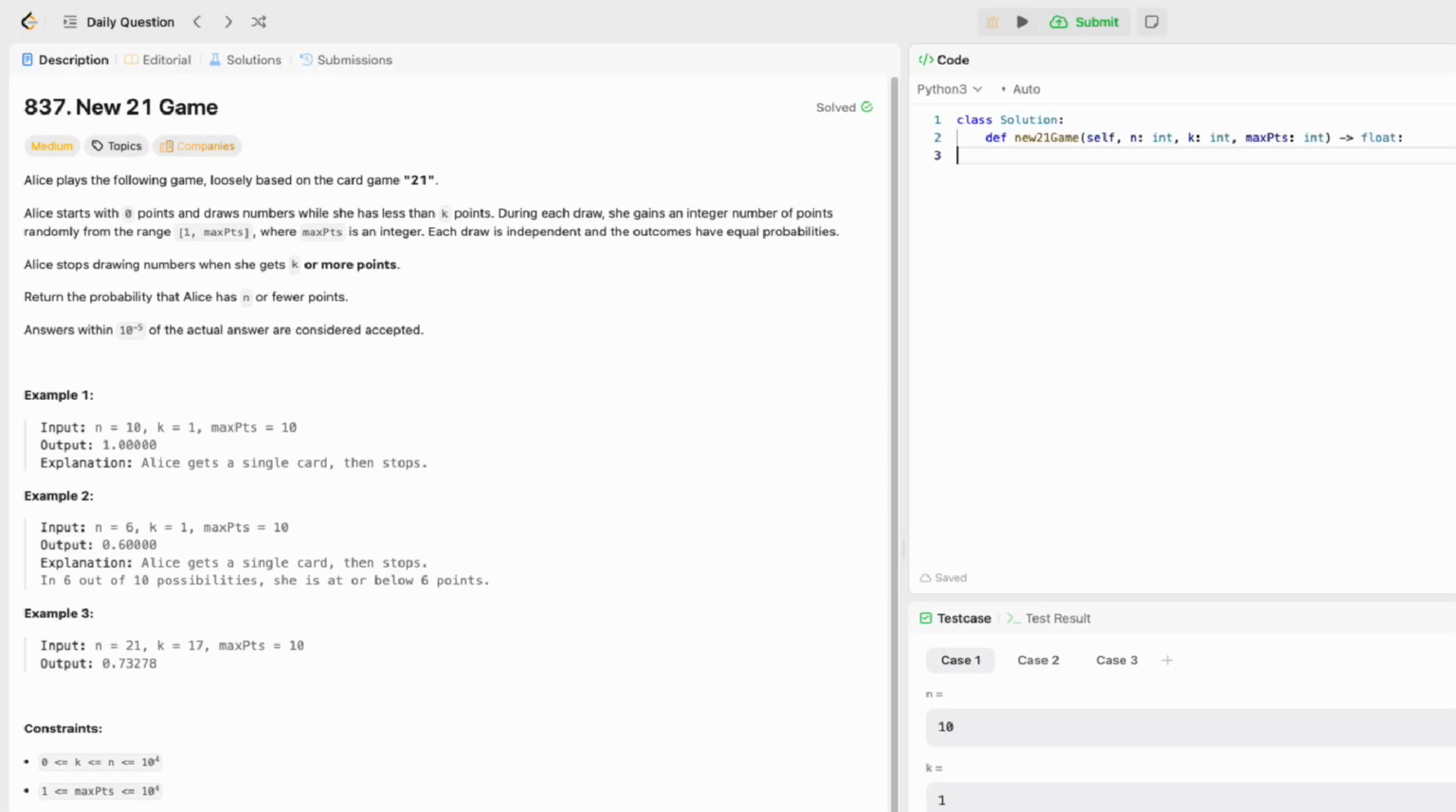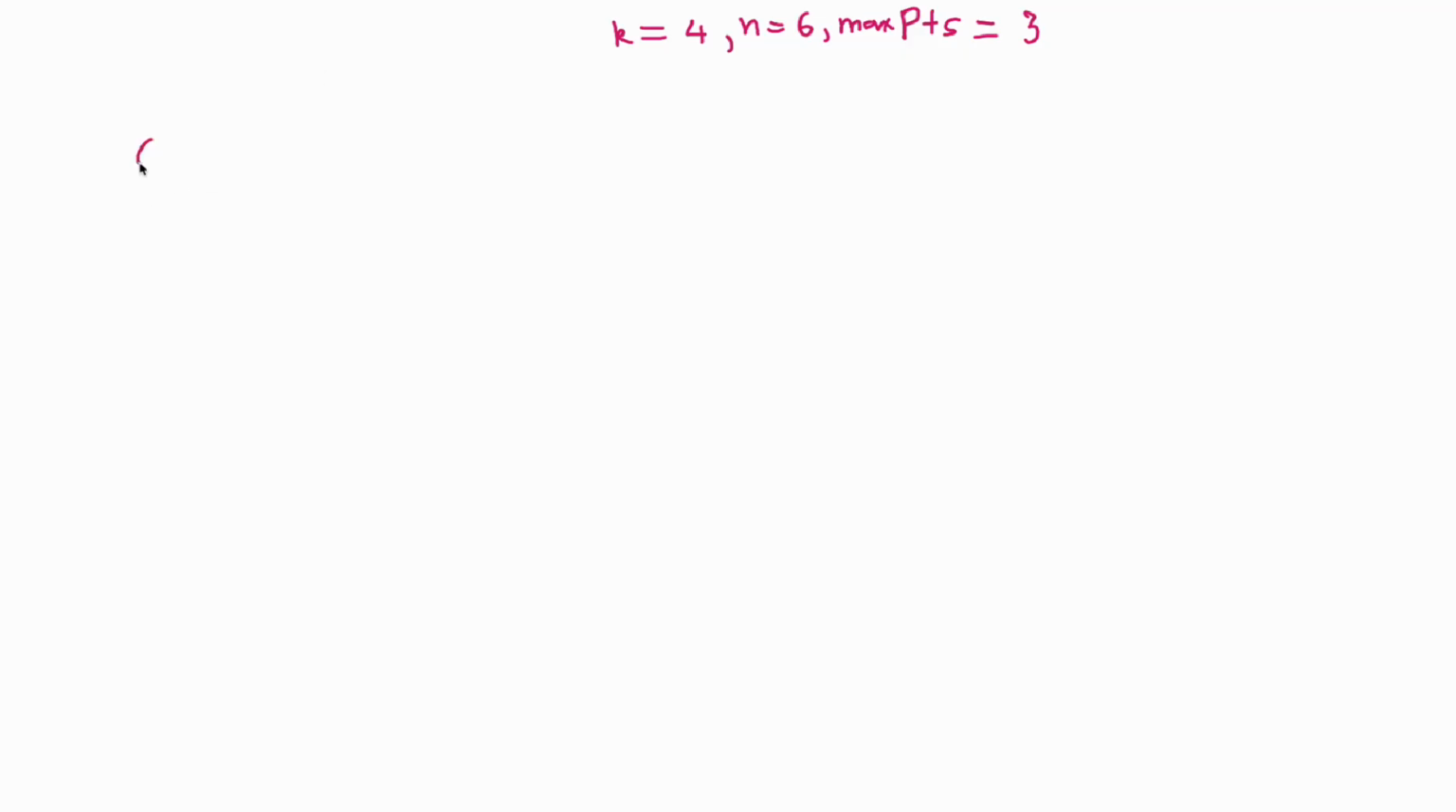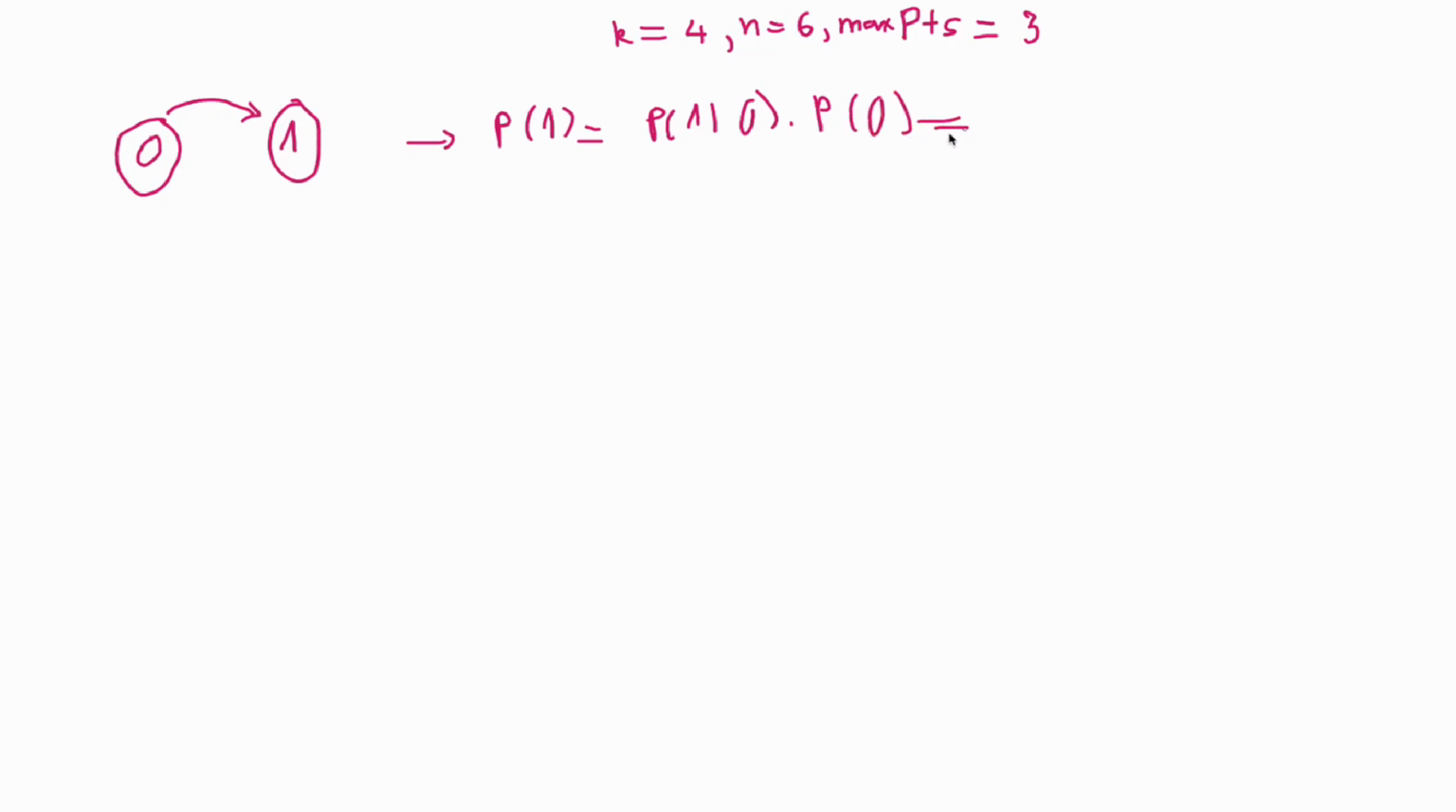And let's say that we always start from the 0 point. Let's say that our current state is 0 in here. For the first state, we want to jump from 0 to 1. So it means that p1 equals p1 given 0 times p of 0. Because we always start from 0, this probability is equal to 1.